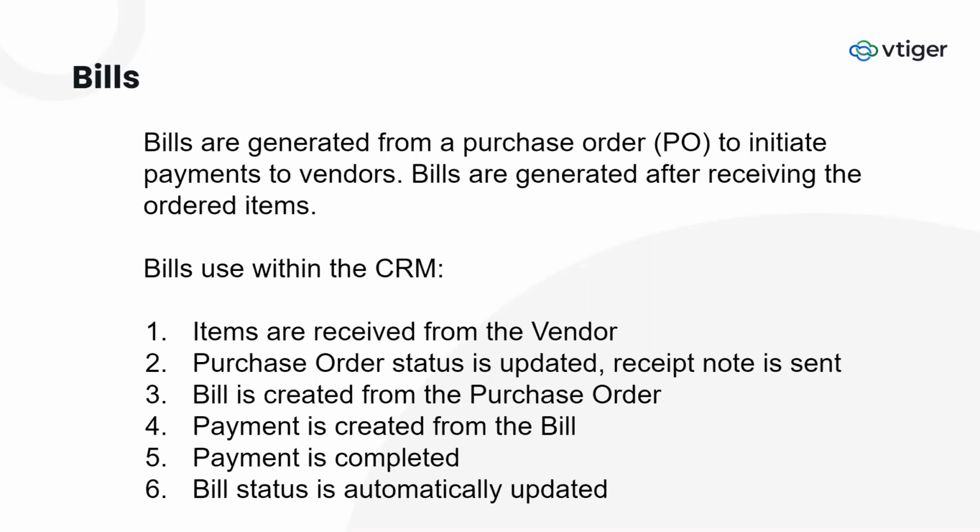So generally how this would go is you receive the item from the vendor, you would then update the purchase order status, and the receipt note would be sent internally. A bill is created from the purchase order then, and then a payment is created from the bill. The payment would then be fully completed, and the bill status is then automatically updated once that payment status is updated.